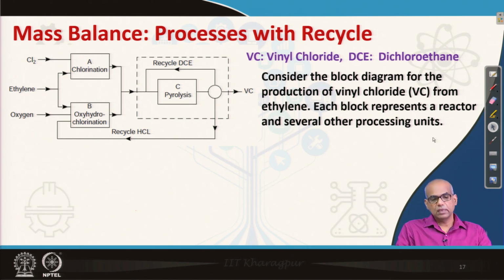Now, let us take a little bit more complicated process with recycle. Consider the block diagram for the production of vinyl chloride from ethylene. There are 3 blocks here. Each block represents a reactor and several other processing units. So, you have 3 blocks A, B and C. In the block A, chlorination takes place. In block B, oxyhydrochlorination takes place, and in block C, pyrolysis takes place.